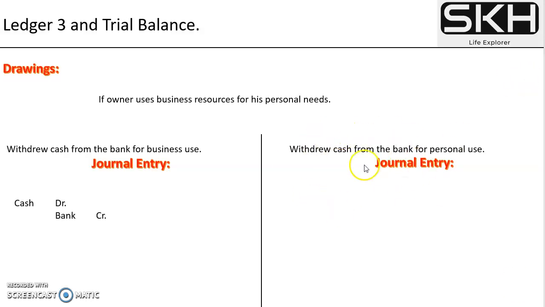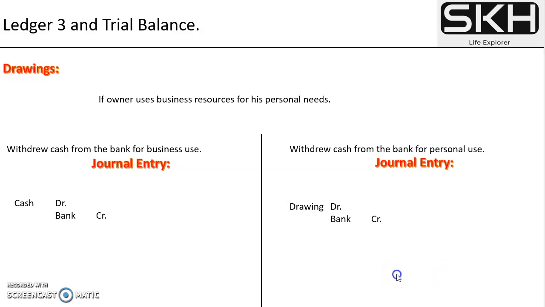But look at this transaction. It says withdrew cash from the bank for personal use. So it means that money is not coming back into the business. That is going into the pocket of the owner. So that is called drawings. Remember that drawings are always debit, because drawings are a reduction in the capital, which means capital decreases when the owner takes money out of the business for his personal use. So in this case, the drawings account will be debited and the bank account will be credited.